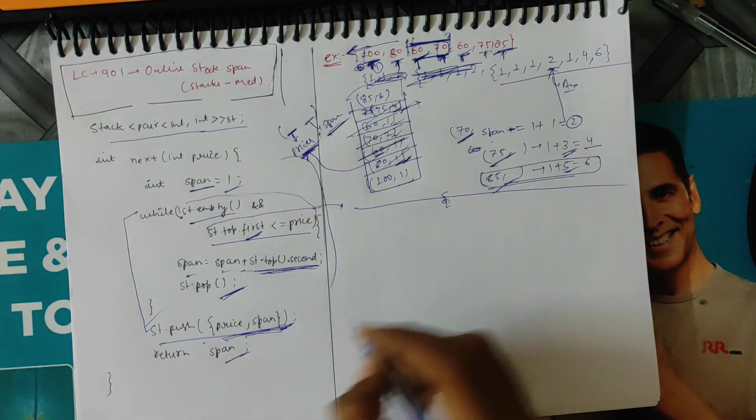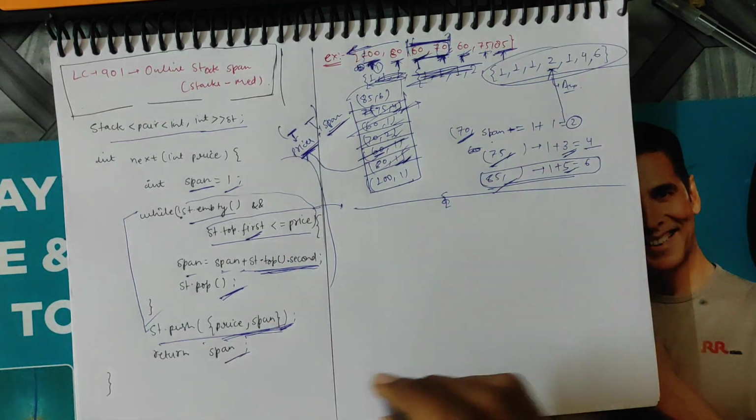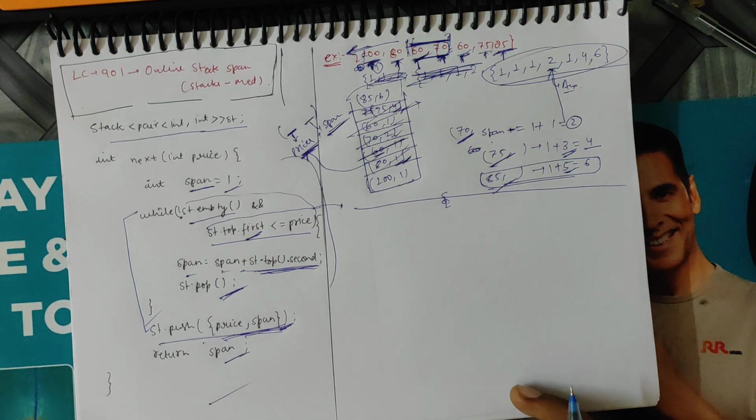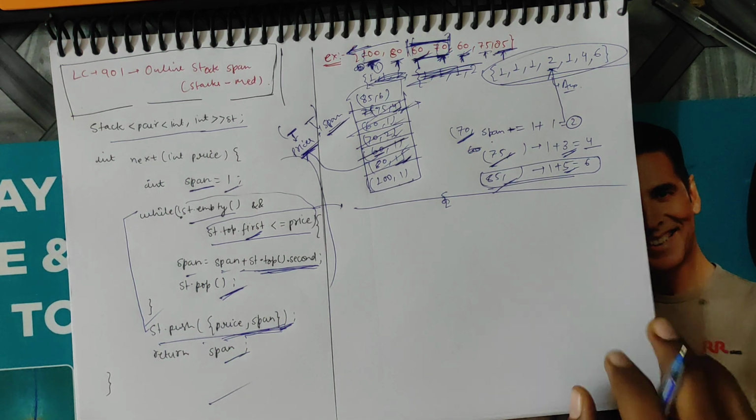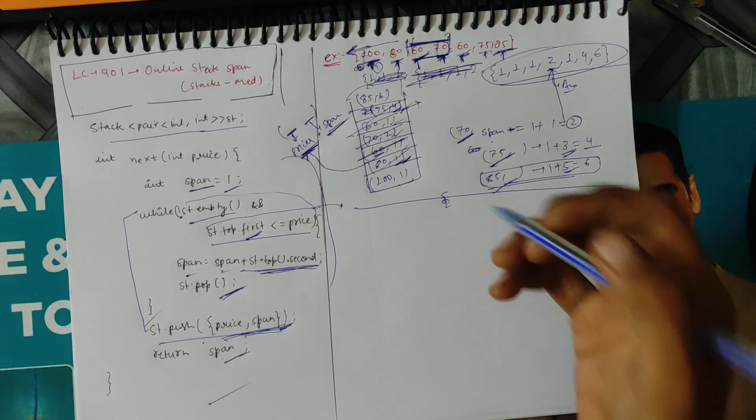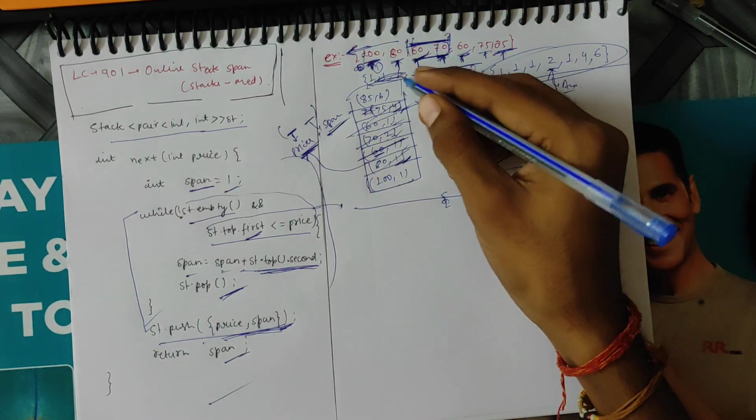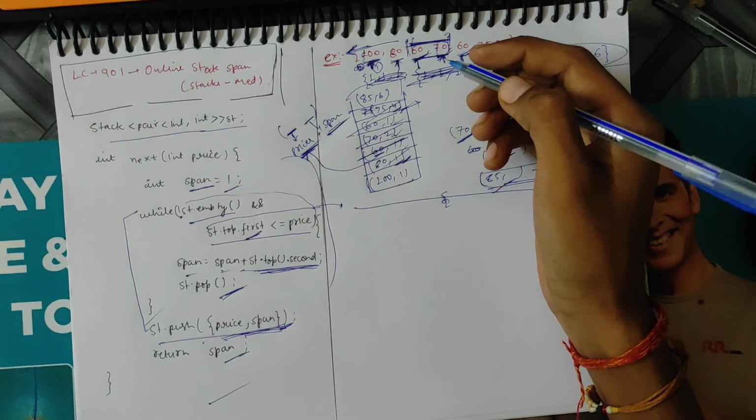After that we return the span. So that was the solution of this problem. It was a pretty easy approach, as we see, because we are only pushing and popping the elements.